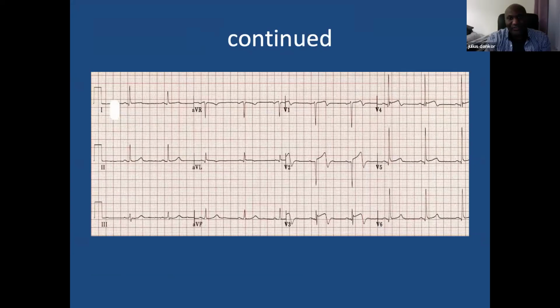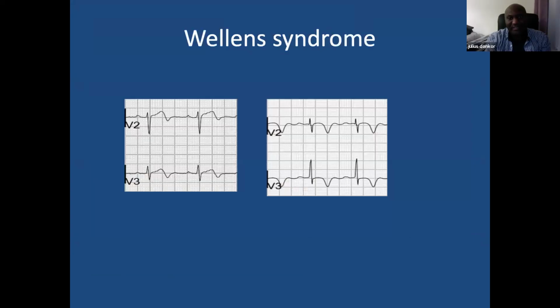And Wellens syndrome as well. Different types of T wave. A lot of, like, African or Afro-Caribbean females might have T-wave inversion from V1 to V3. So there are, again, different group variations as well, to make it complicated.